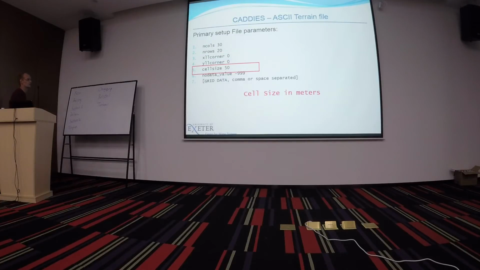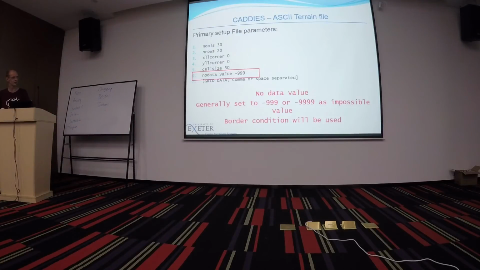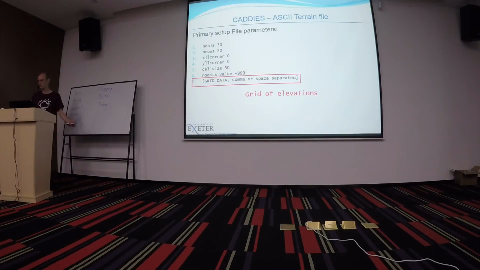As I say, we also need to specify a cell size, how large are your cells. Finally, we say what our no data value is. So we have to make this an impossible to reach value, which is why we made it minus 9999. And any cells with that value will then follow the border condition that we had earlier. So we can have an abstract shape of terrain if we like. And then we have our upgrade of data. That's the terrain file.